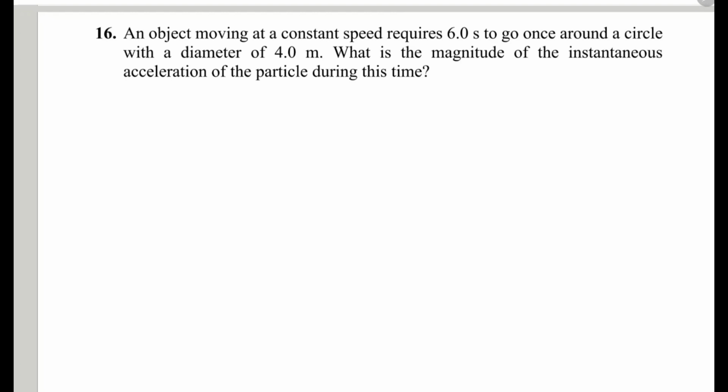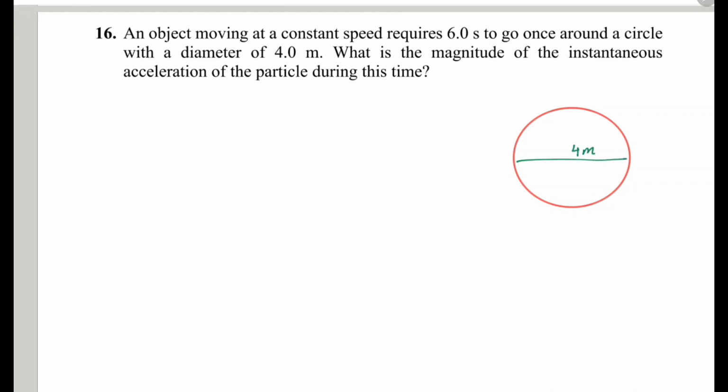An object moving at a constant speed requires 6 seconds to go once around a circle with a diameter of 4 meters. What is the magnitude of the instantaneous acceleration of the particle during this time? So this is the circular path right here, and the diameter is 4 meters.